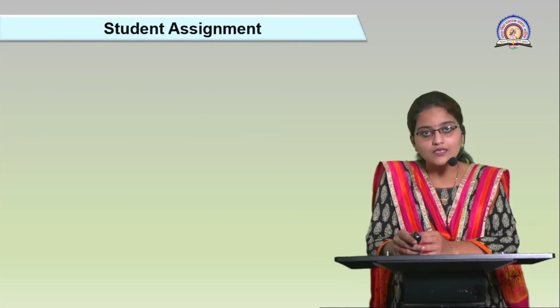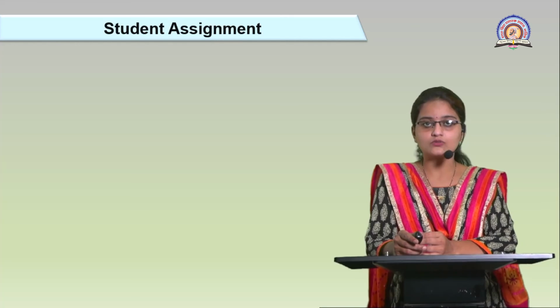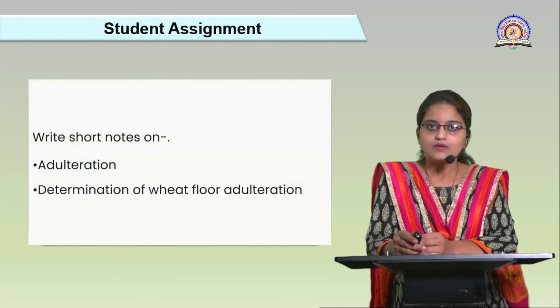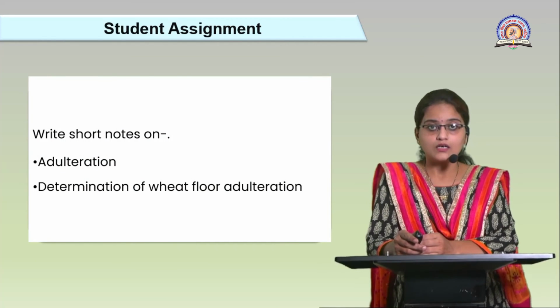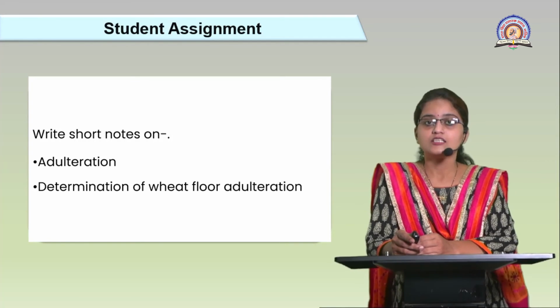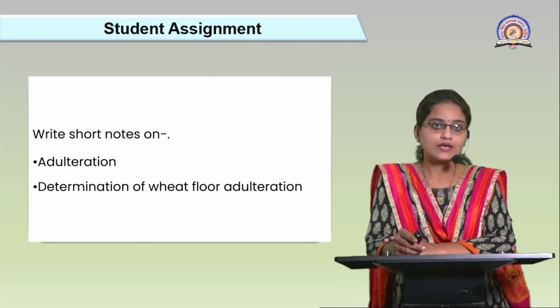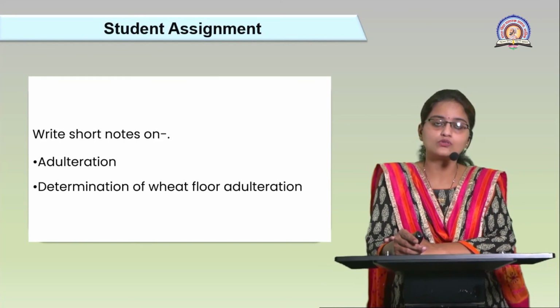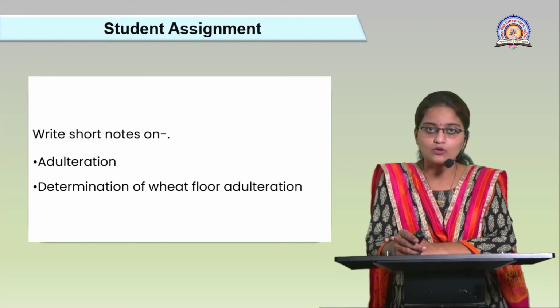Now, after understanding the concept of adulteration, the importance of wheat flour, as well as various techniques to determine the presence of adulterants in the wheat flour, I am giving you two assignments. These two assignments involve writing a short note on adulteration, its types, and specific adulteration in wheat flour. Along with that, you have to write down various processes involved in detecting adulteration in wheat flour. So this is your assignment.